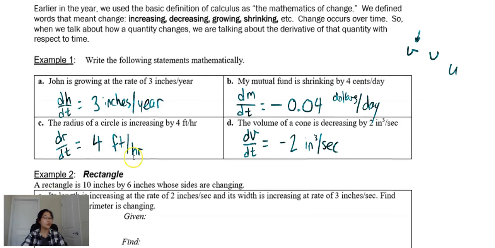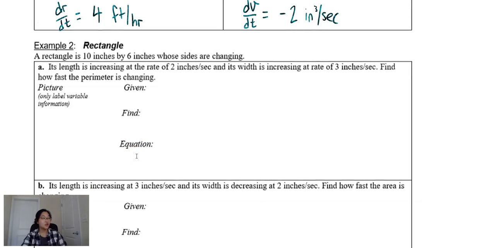Alright, so we wrote those mathematically. So the key for related rates problems is to draw a picture, figure out what geometric formula or other relation you're going to use, and then take your derivative with respect to time, because the rates that we're thinking about are in terms of time.